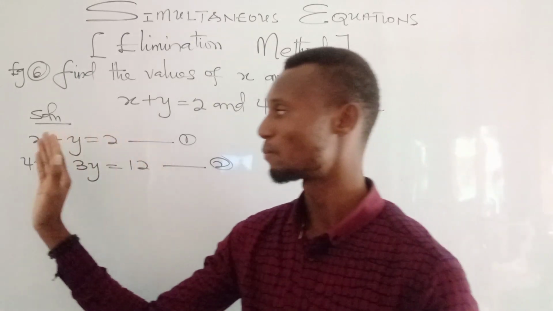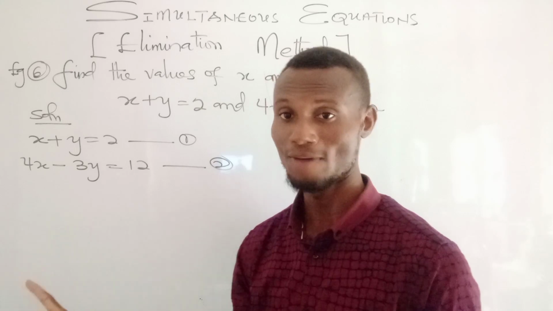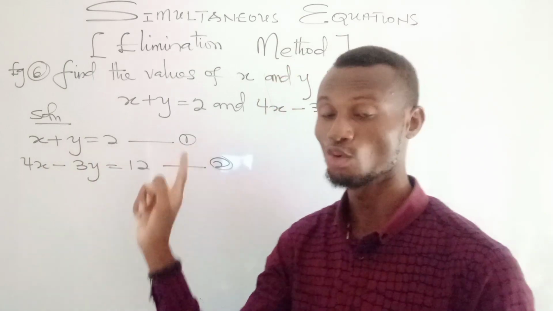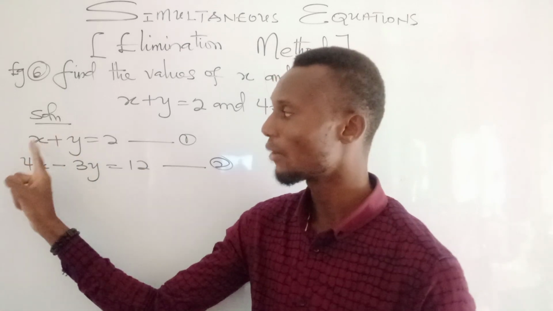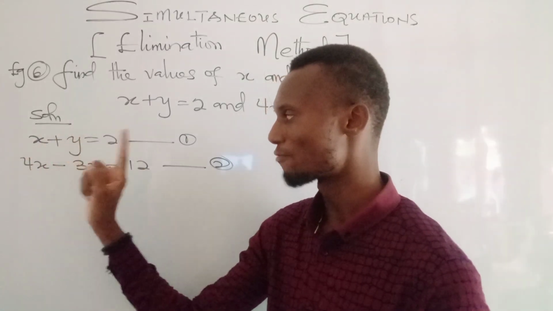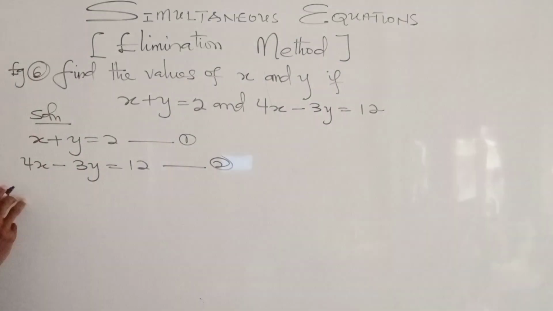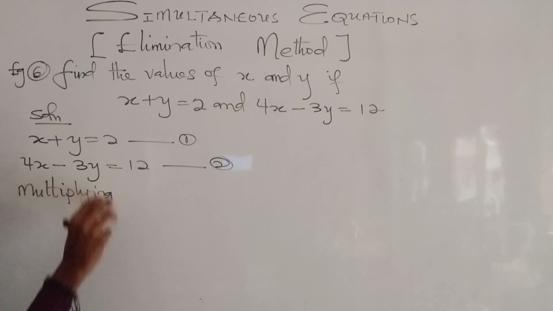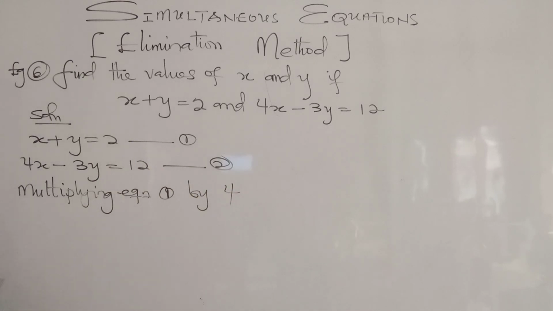So I'm going to multiply equation 1 by 4, and I've explained from example 5 that you shouldn't make the mistake of multiplying only the s by the 4 and leaving the rest. No, you don't do that. Each term in equation 1 will be multiplied by 4. So we are going to multiply this term by 4, this term by 4, and this term also by 4. That's how you go about it. So I'm going to write multiplying equation 1 by 4.